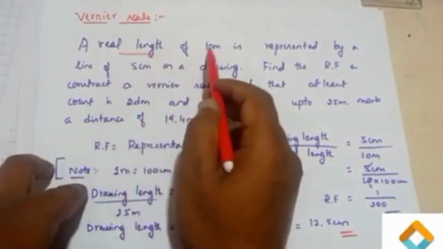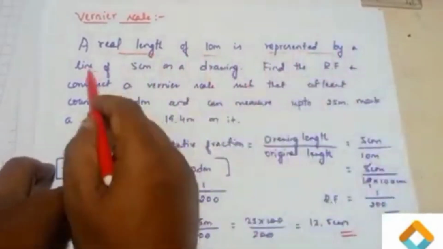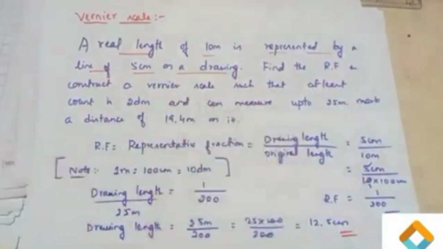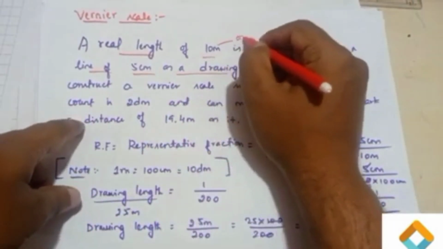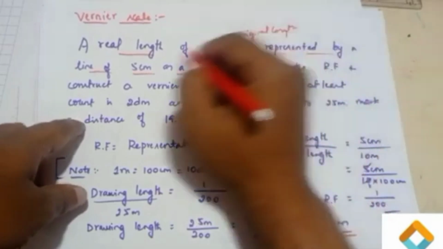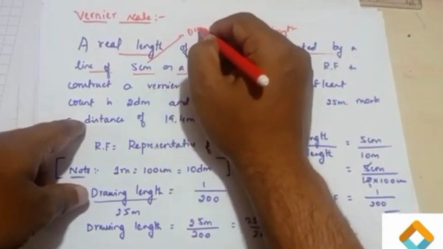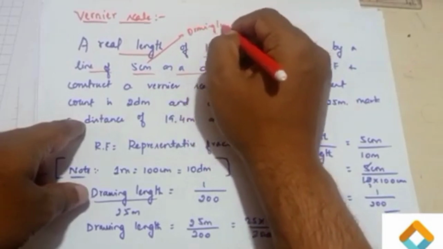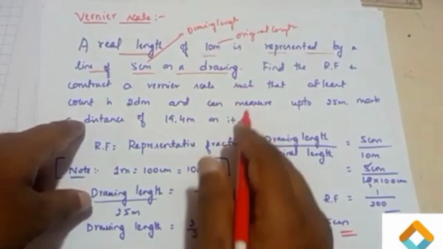So today we are going to learn about Vernier scale. So here in the problem, real length of 10 m is represented by a line of 5 centimeter on a drawing. So here 10 meter is given, it is nothing but the original length. Okay, and 5 centimeter is nothing but the drawing length. Okay, so this is what we find out.